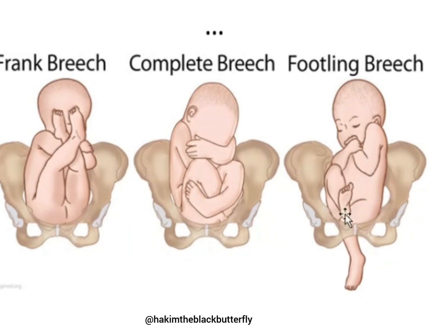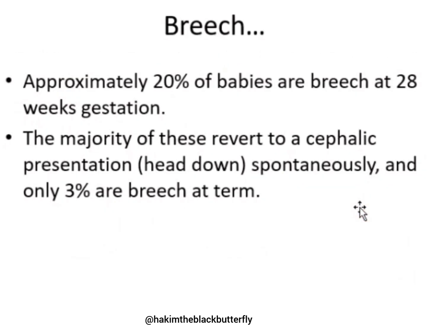And this is the footling breech. The foot is the one now coming out first. These are all abnormal positions. The normal position is when the head is the one facing the birth canal, which is attained between week 30 to 38 weeks. And you must also observe that when you're making ultrasound scans.